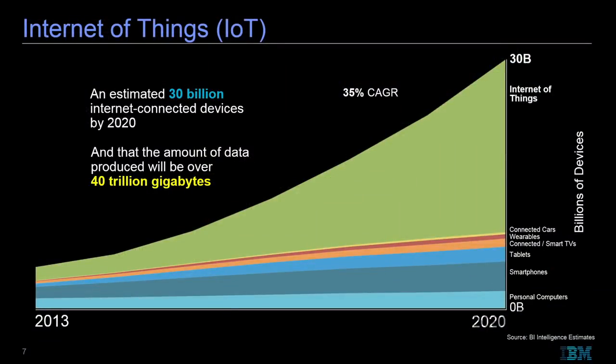On top of it, we have the IoT revolution going on. If you look at some of the estimates, we will have something like 30 billion devices connected to the internet by 2020, which is just a couple of years from now. It is all the way from smartphones to kitchen appliances, and all these things are generating a tremendous amount of data. We are expecting something like 40 trillion gigabytes of data to be generated by all these devices which will be on the internet.